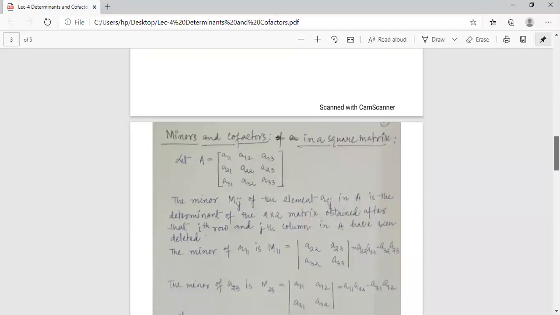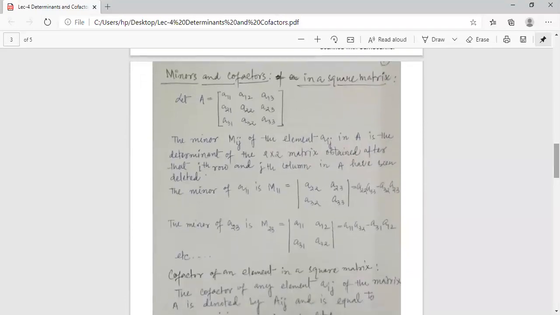Now comes the minor in a square matrix. How can we find the minor of an element of any square matrix? The minor of the element Aij is denoted as capital Mij, and this is nothing but the determinant of the 2 by 2 matrix obtained after deleting the ith row and jth column in A.